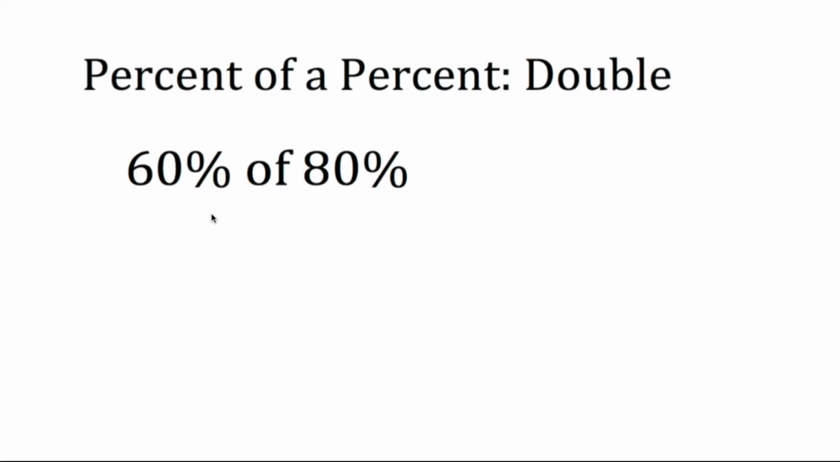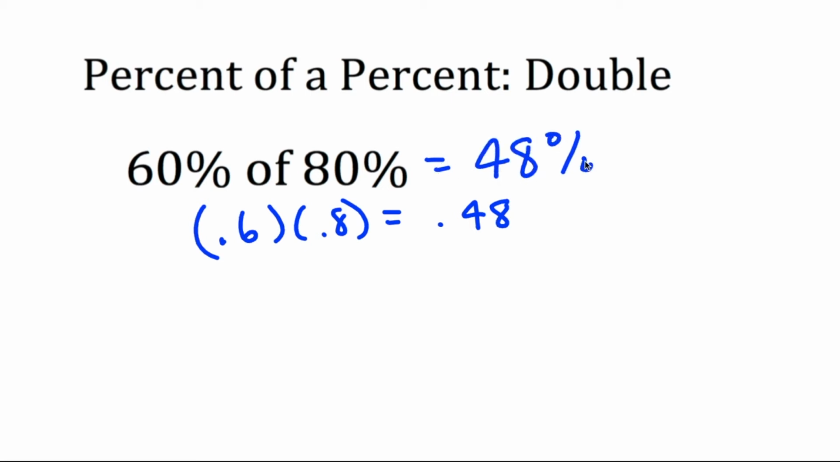Percent of a percent. There's a lot of times when there's 2 percent problems put together. If you watch the video that we're going to record next on solutions, here's one of the questions. What is 60% of 80%? This is a very easy problem. It's just 0.6 times 0.8, which is equal to 0.48, 6 times 8. 60% of 80% is equal to 48%.